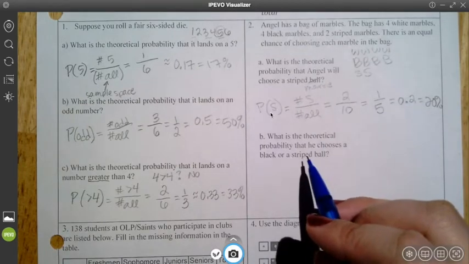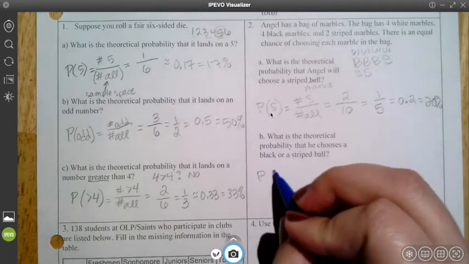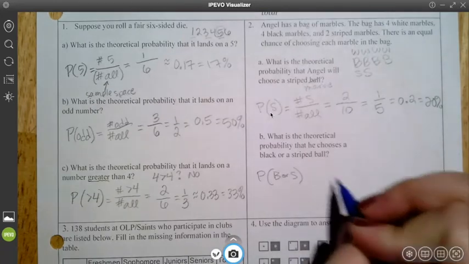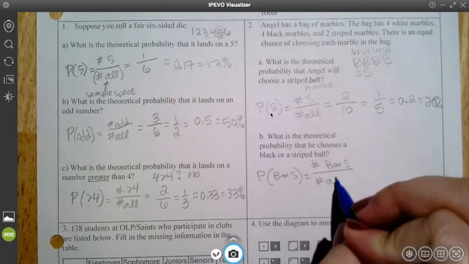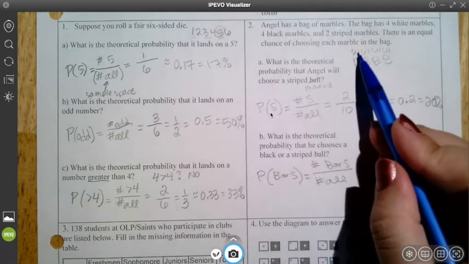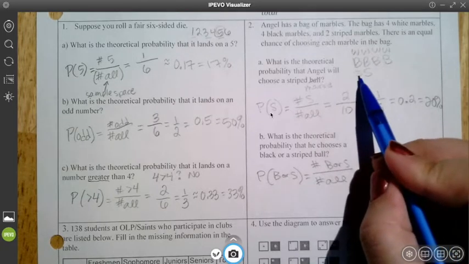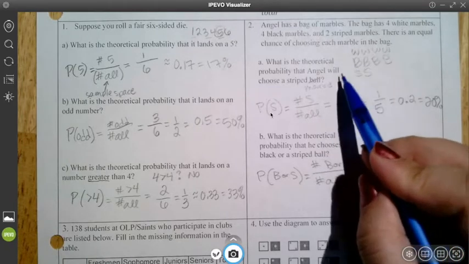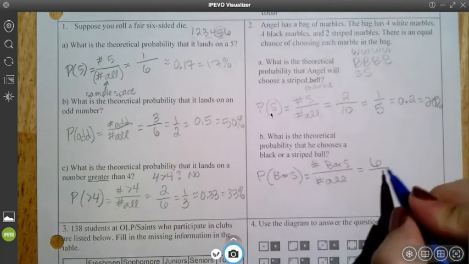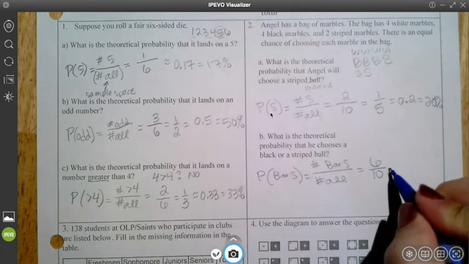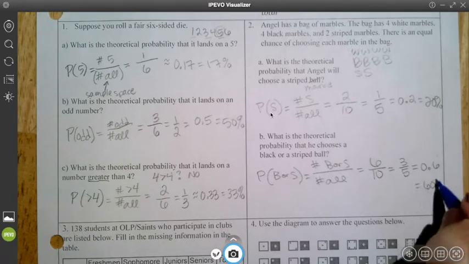What is the theoretical probability that he chooses a black or a striped ball? So now it could be black or striped. So we want to know how many of them are black or striped and how many of them are there altogether. Well, a white marble is not black or striped. A black marble is black or striped, and a striped marble is black or striped. So we're counting all of the black marbles and all of the striped marbles. So 1, 2, 3, 4, 5, 6 out of 10. Remember to simplify. This is 3/5, which is 0.6, or 60%.